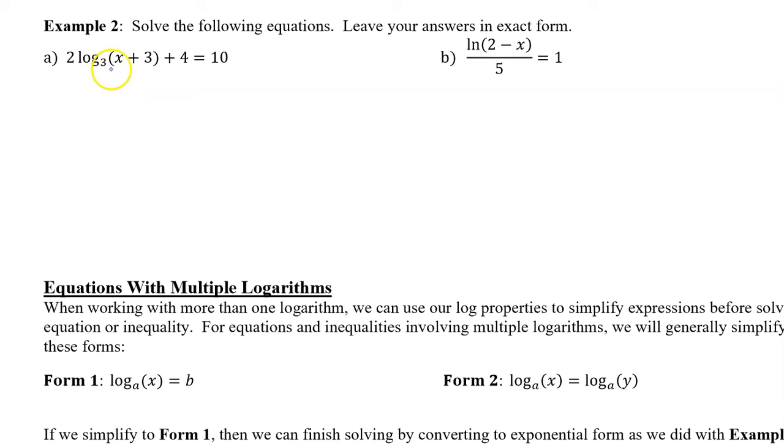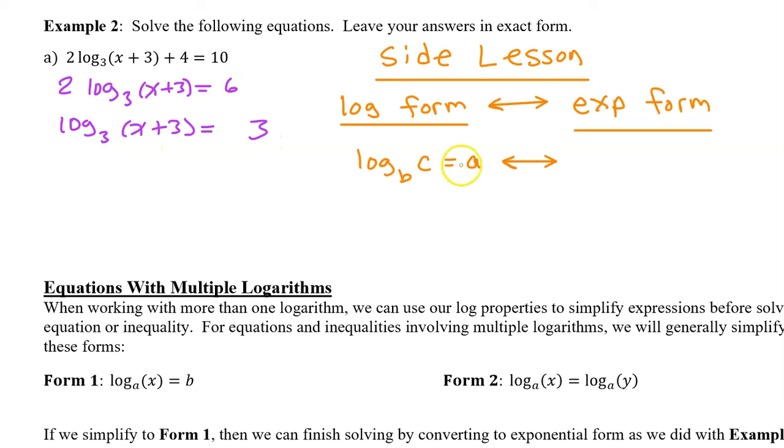Example 2, Part A. When you have a log equation with only one log term, the first step is to isolate the log term. So let's subtract 4 from both sides. That will give us 2 times the log base 3 of x plus 3 is equal to 6. Dividing both sides of the equation by 2, we get log base 3 of x plus 3 is equal to 3. There are two ways to think about what I'm going to do next.